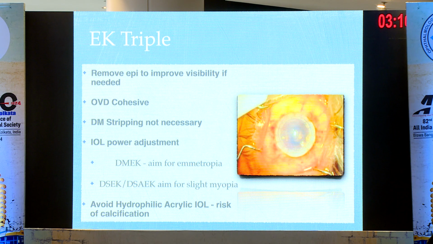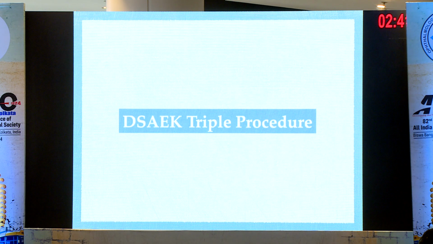Descemet membrane stripping is not really necessary in a post PK case like this one, but in a routine case, of course, you probably want to do it. So this is a failed PK, a therapeutic graft, in which we did a DSEK triple. IOL power adjustment I already mentioned. DMEK, aim for emmetropia. If it's a DSEK or DSAEK, aim for slight myopia, about 1 to 1.5 diopters. And like I said earlier, avoid hydrophilic acrylic lenses because of the risk of calcification.